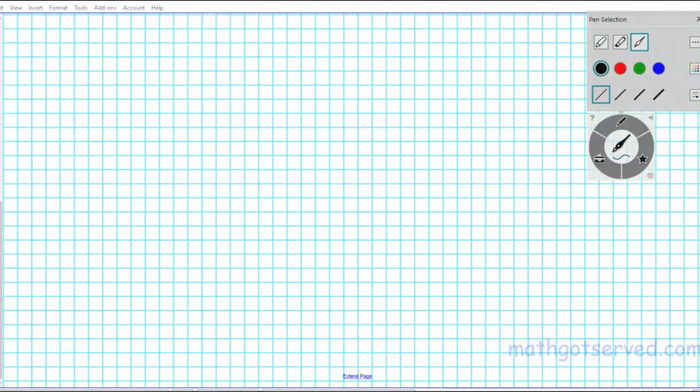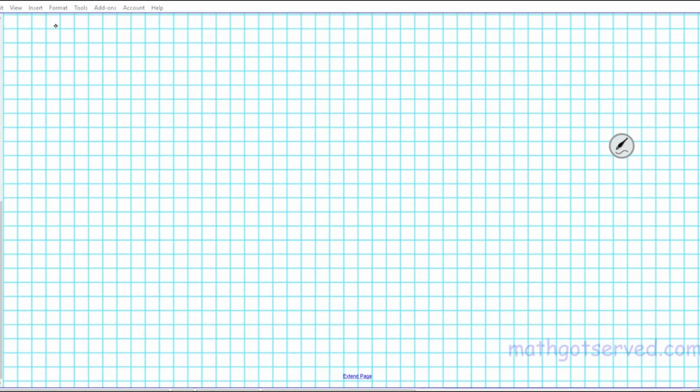Alright, the instructions for the examples that we are solving are as follows. We are to solve the given proportions.